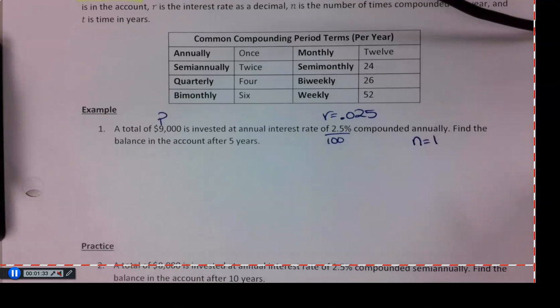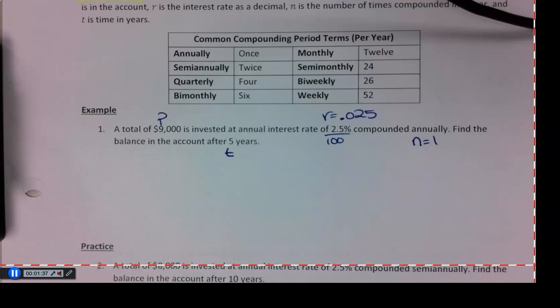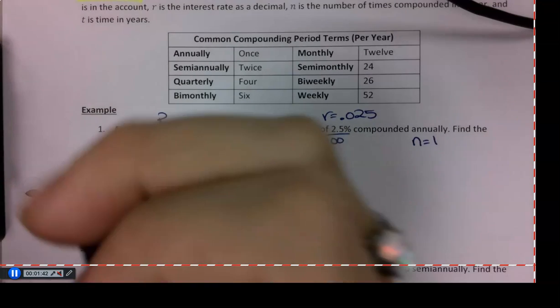And then it wants me to find the balance in the account after 5 years. So that is my time. So then I want to go ahead and plug in.